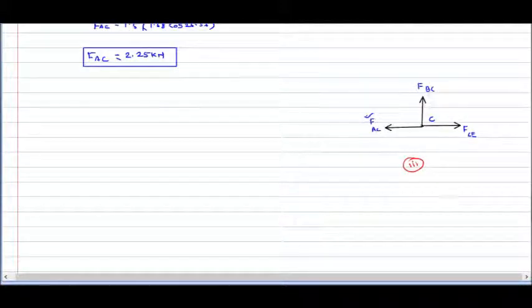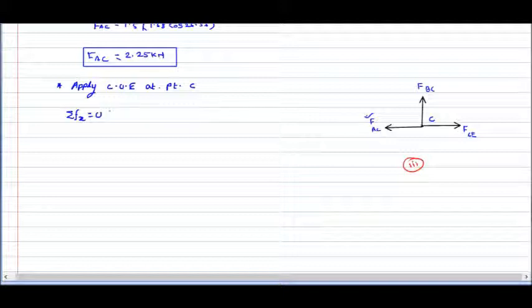Now for this point C, once again I will apply the conditions of equilibrium. So for point C also we get the summation of all forces in the x direction equal to 0, and the summation of all forces in the y direction equal to 0. As this is a concurrent force system, we can't use the third condition, moment about any point equal to 0. So that condition we can't use here because it is a concurrent force system. Out of these, first, the summation of all forces in the x direction is equal to 0.